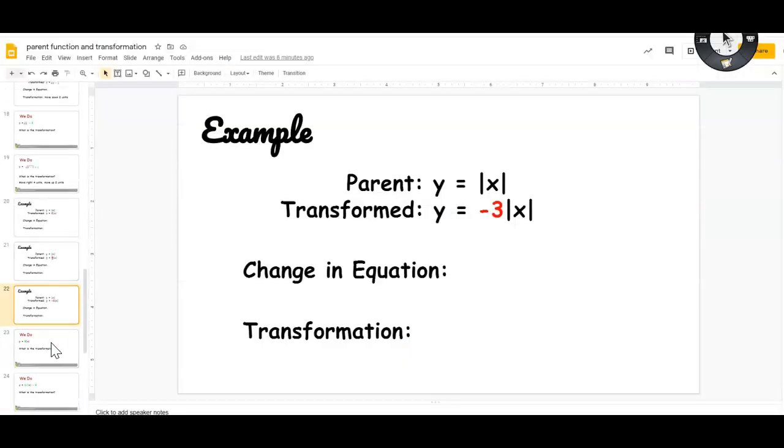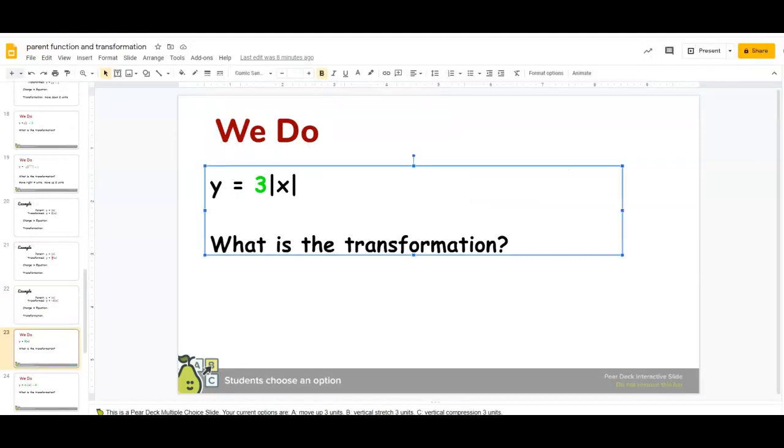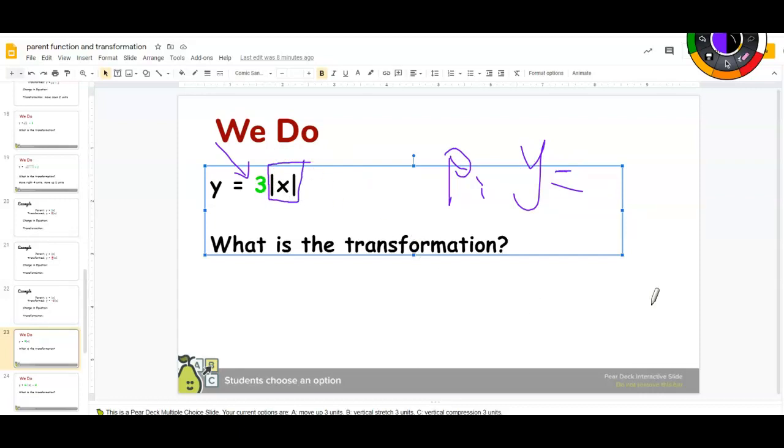So let's look at an example. Here we have this baby equation, and you want to compare this baby equation with the parent equation. So you have to tell me what the parent equation looks like. Look at your baby equation and look for the most basic part. In the baby equation, the basic part is the absolute value of x. So you know the parent function is the absolute value of x, and you know the picture must be a V shape.